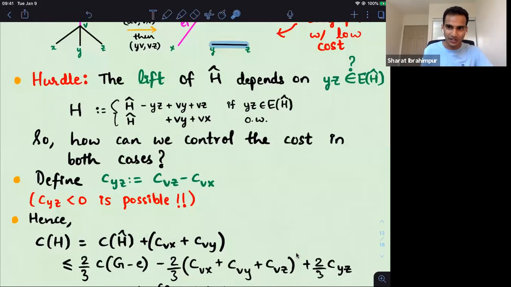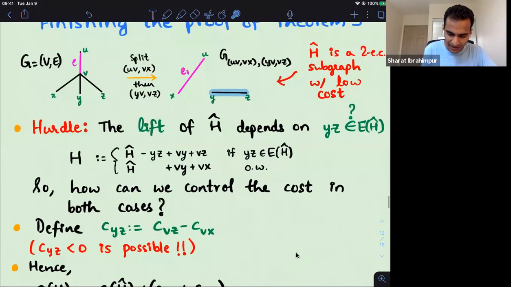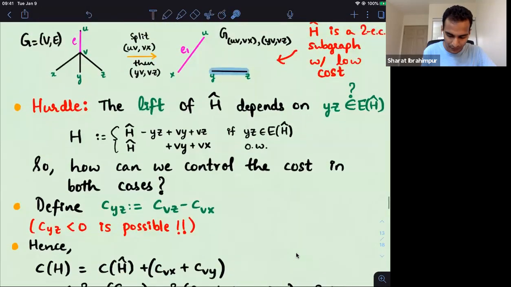Depending on its cost, it might be wise to include it in the solution or not include it in the solution. So the lift of H hat, which we define as H, is defined the same way as we saw in the existence proof earlier. If YZ is present, then we just subdivide this edge at B. And if YZ is not present, then we add the dummy edge XY and then subdivide it at B. Just the same operation as before.